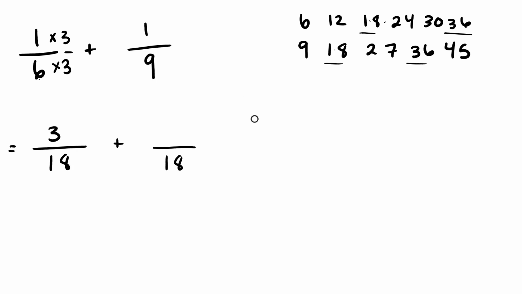And I go 2 times 9 is 18. So I multiply 9 by 2, and multiply the 1 by 2. So that becomes 2. So altogether, 3/18 plus 2/18 is 5/18.